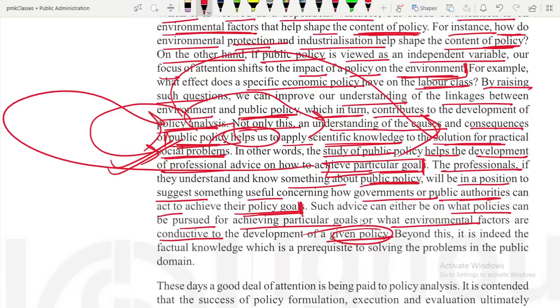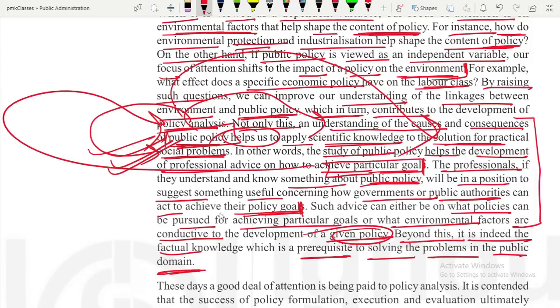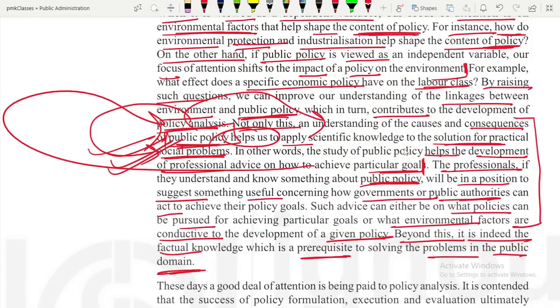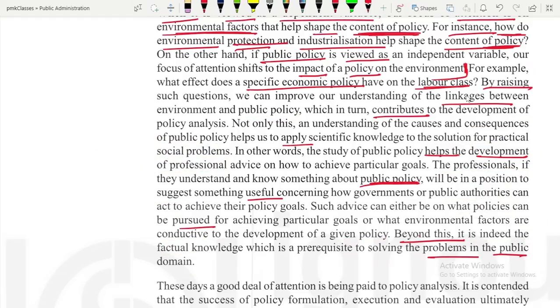Okay, and how public policy will be useful for so many purposes, that we will discuss here. Beyond this, it is indeed the factual knowledge which is a prerequisite for solving problems in the public domain. So whatever problems there are in the public domain, to solve them we will use public policy in a variety of ways. So these are mainly the uses of public policy. Okay, so we understand the main uses of public policy.